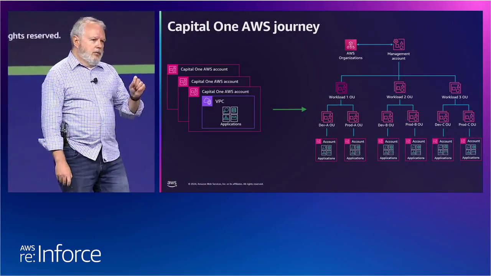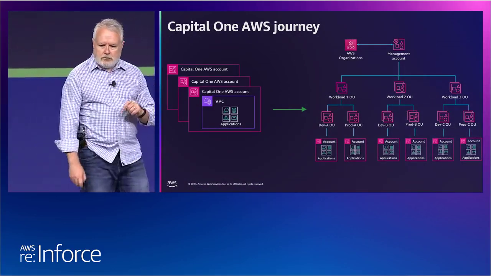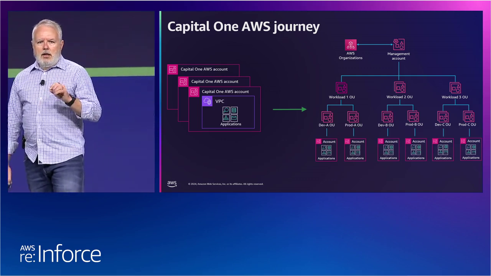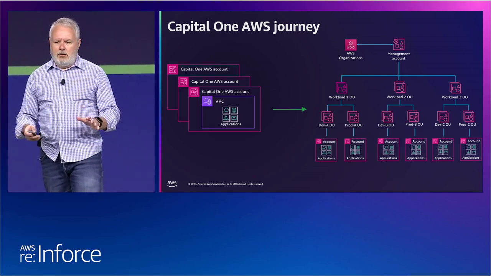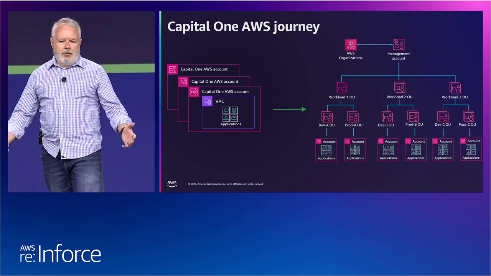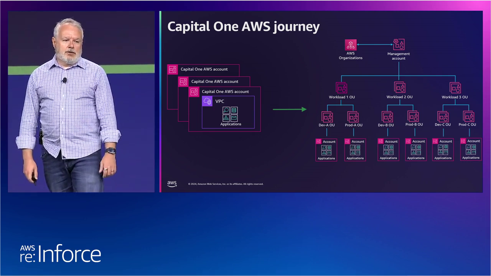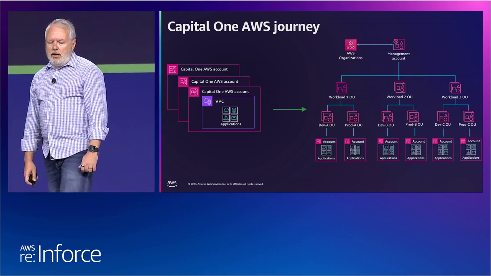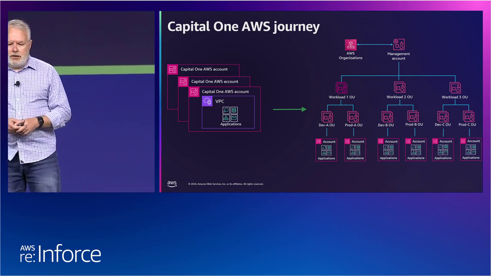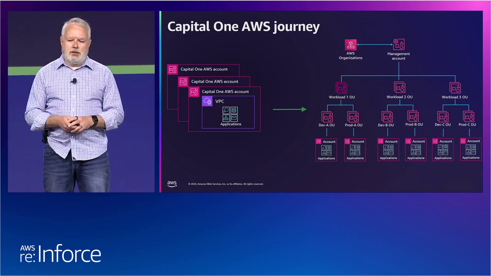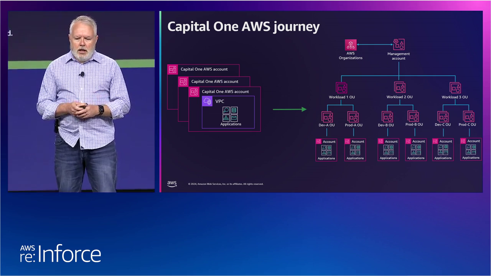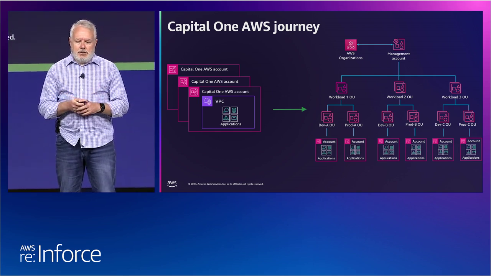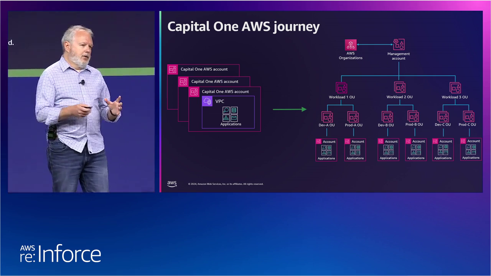So let's zero in a little bit on our AWS journey. Many years ago, we started out with a handful of single accounts, and we've grown from there. Today, we have thousands of accounts. We're now actually one of the largest consumers of AWS. We have more than 2,000 applications running in the cloud, and more being built all the time. We have more than 85,000 EC2 instances and hundreds of thousands of Lambda functions.